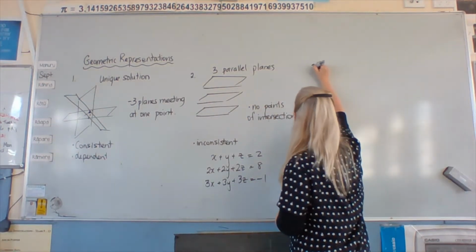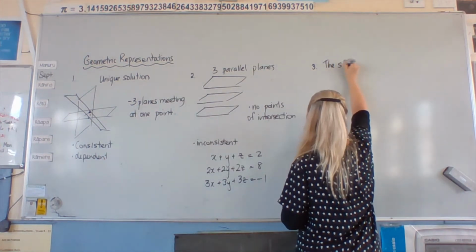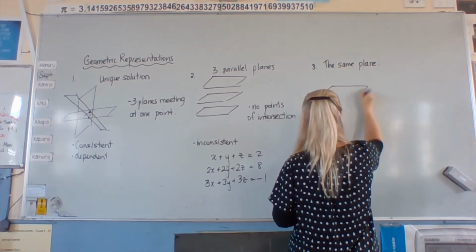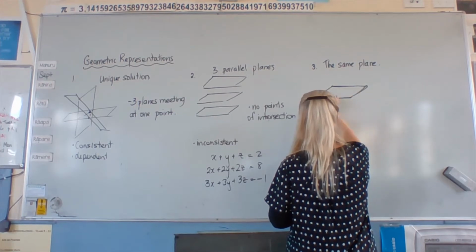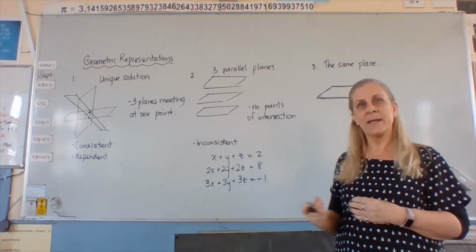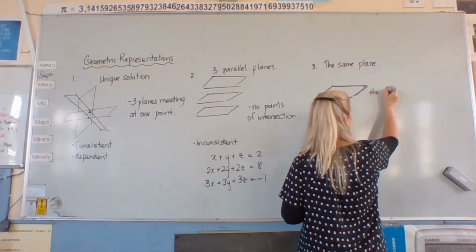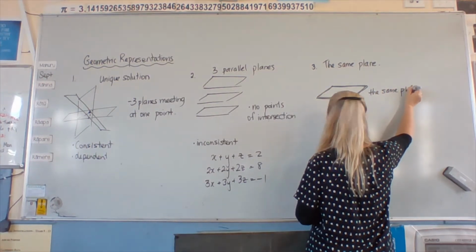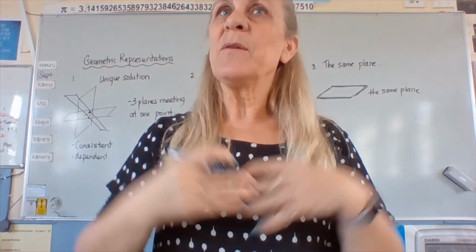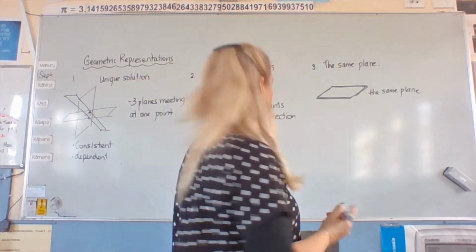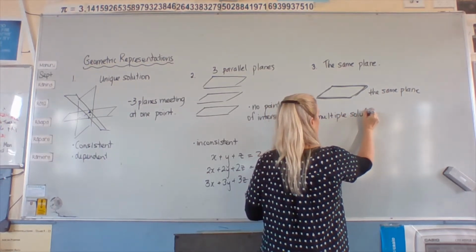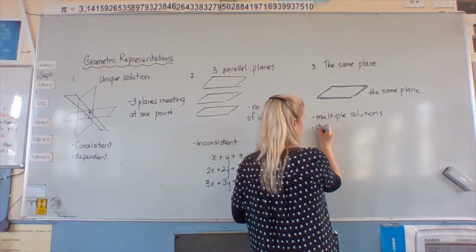Okay, the third one is not on a piece of paper. Here's one, here's two, here's three, right? They are, in fact, the same plane. This actually provides us with anything on that plane being a solution. So we get multiple solutions. And those solutions are dependent on each other.